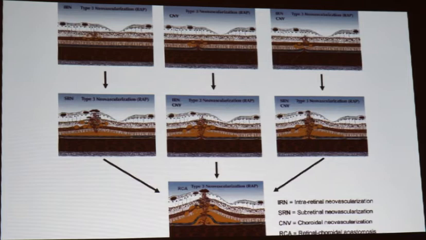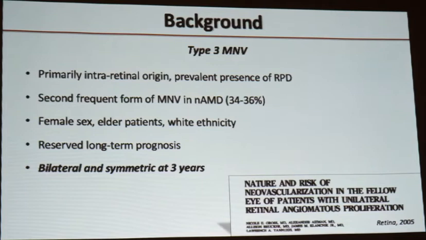Thanks to the introduction of multimodal imaging, we know today that in at least 99% of cases, the origin is intraretinal. And this was thanks to the development of new high-resolution devices. As Enrico told before, type 3 macular neovascularization in Western countries accounted for more than 30% of macular neovascularization in age-related macular degeneration. So this is a very frequent scenario in your clinical practice, secondary only to type 1 macular neovascularization.